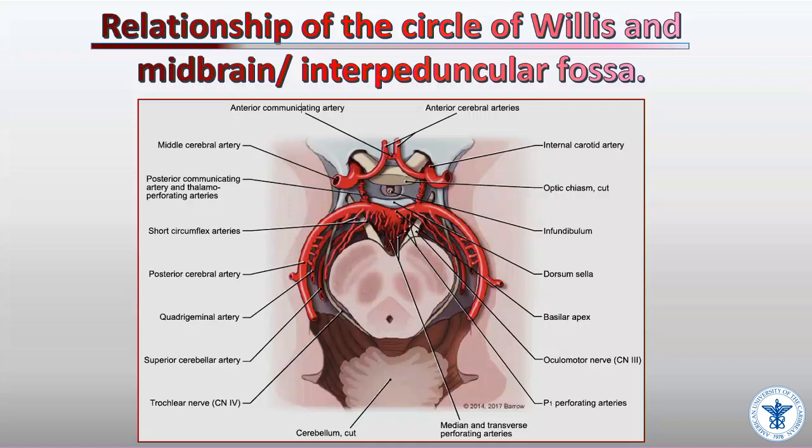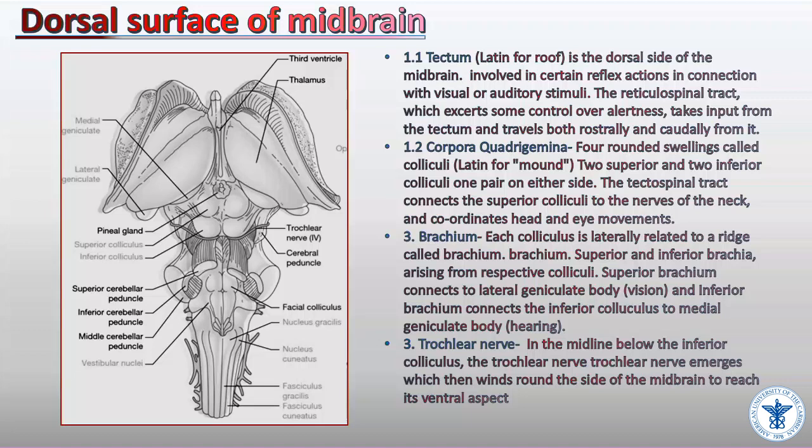It gives out 4 branches, 2 just before it terminates, which are called the superior cerebellar arteries, and then you have the posterior cerebral arteries. These are the 4 last branches of the basilar artery, but in between these you have the oculomotor nerve which passes through, and the trochlear nerve laterally. This has important implications which we'll discuss a little bit in one of the later classes.